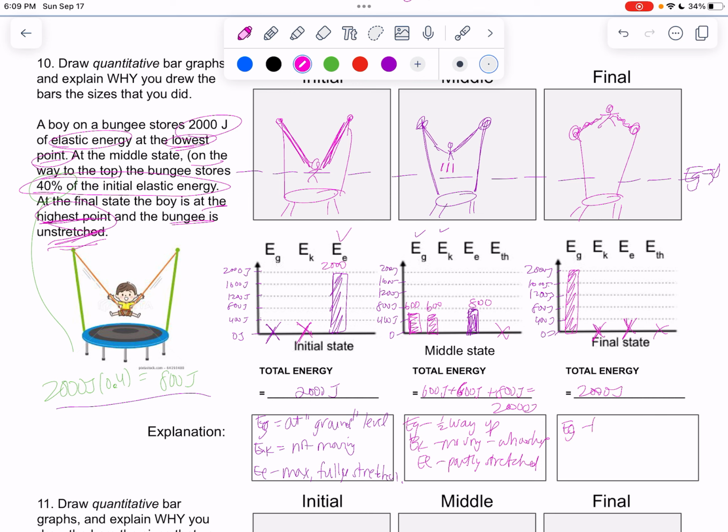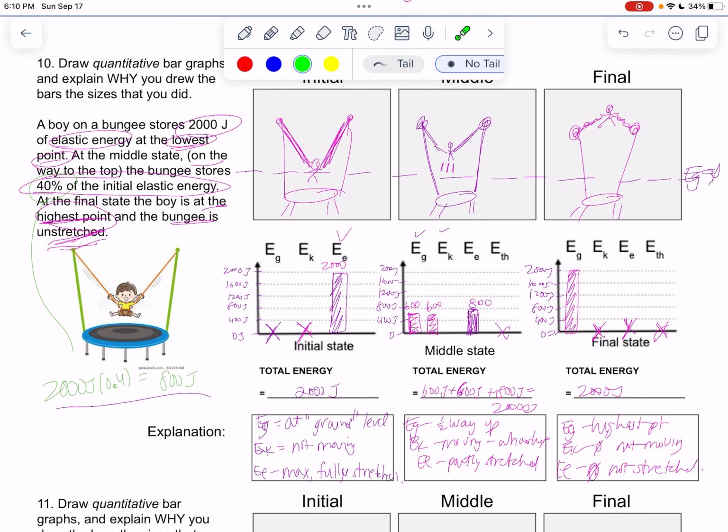So EG, highest point. EK equals 0 because he's not moving, because he's at the highest point. EE, 0 because it's not stretched. And then we're going to ignore any kind of air friction or air resistance because who cares? Okay? All right, so let's go through the checklist, see if I find any errors like last time.